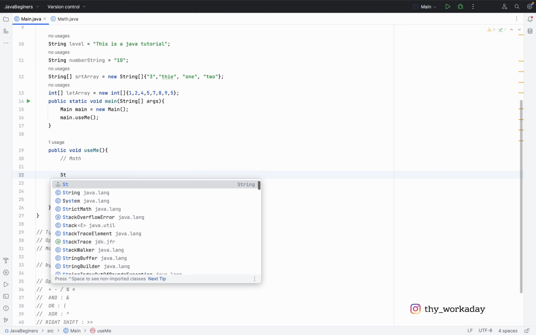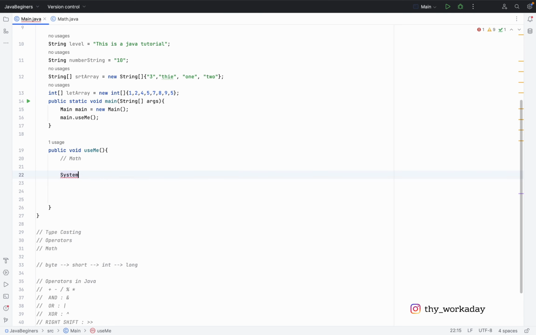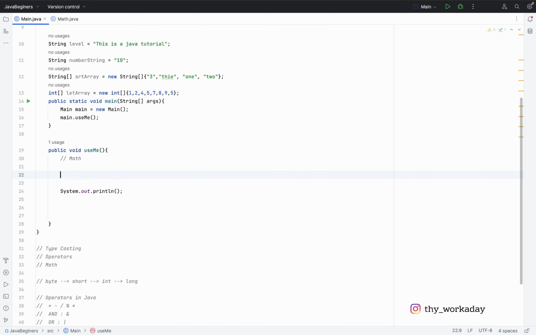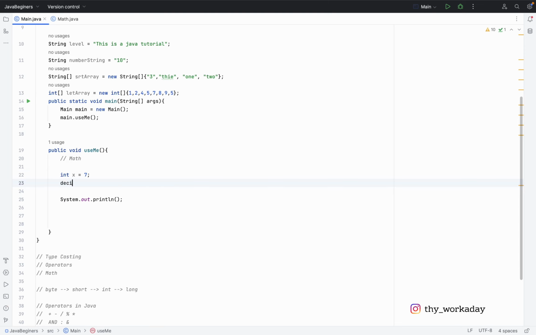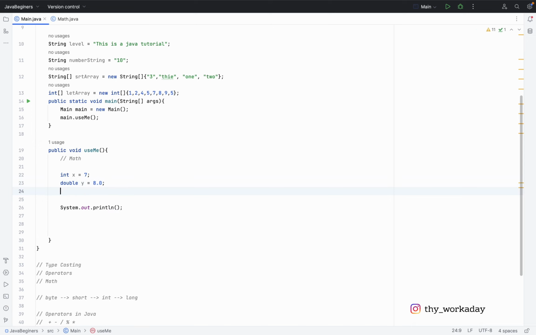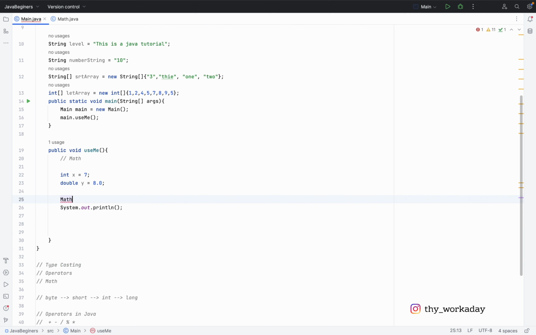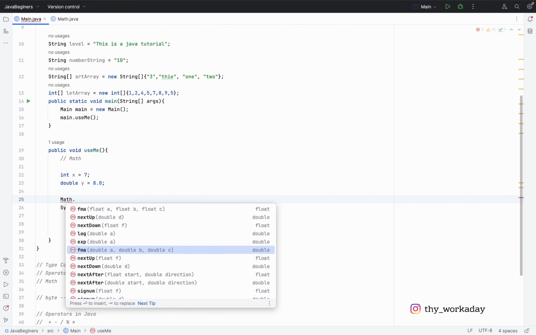Let me show you. First we'll do System.out.println. Let's declare int x is equal to 7, double y is equal to 0.0. Regarding the syntax, Math is a static class, so you can directly call Math dot whatever function you want to use.